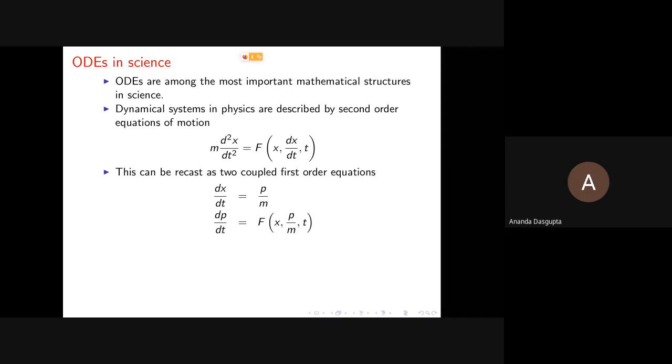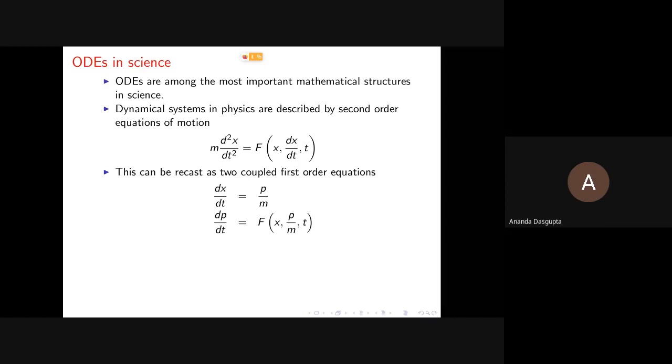Well, despite the fact that there is a second order differential equation, we can easily recast this in two coupled first order equations. dx/dt equals p/m. That of course defines momentum for you. p/m is of course velocity. And dp/dt is the force, which is of course the original form of Newton's second law.